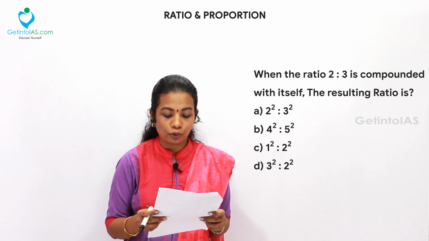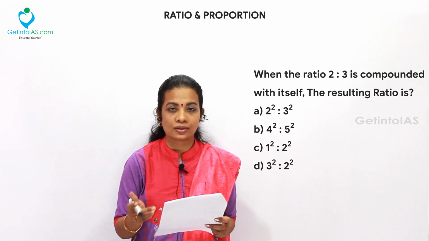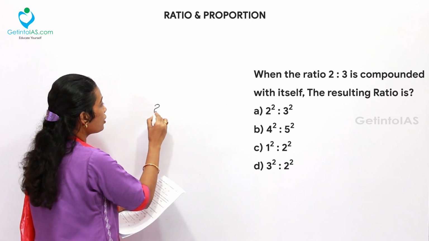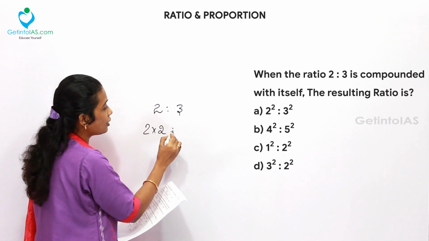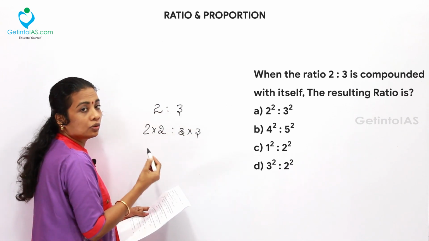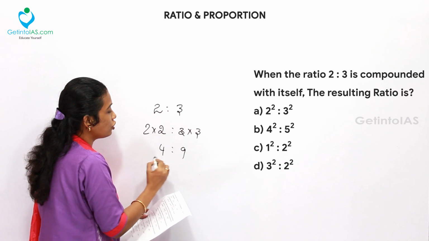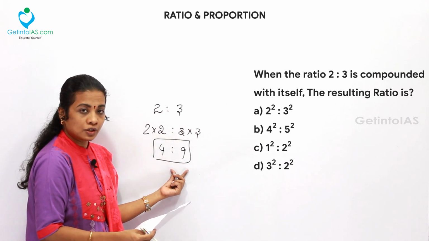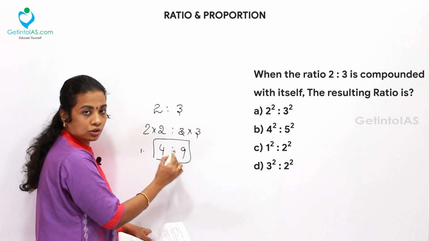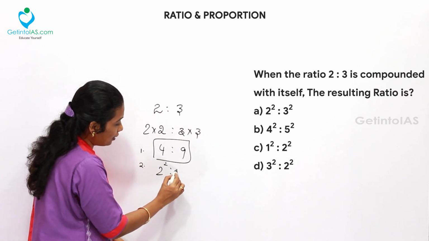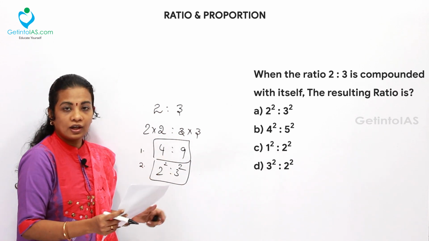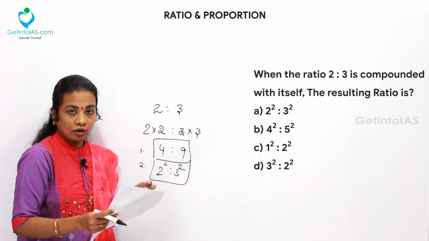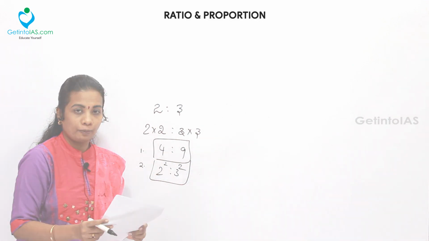The next sum: when the ratio 2:3 is compounded with itself, the resulting ratio is... this is a very easy question. 2:3 compounded with itself means 2 is multiplied with 2 itself, 3 is multiplied with 3 itself. Finally, my answer is 4:9. This can be given in various forms in the options, but both are the same. You can find this just by using the keyword: what is compounded? Compounded means product. That's all.